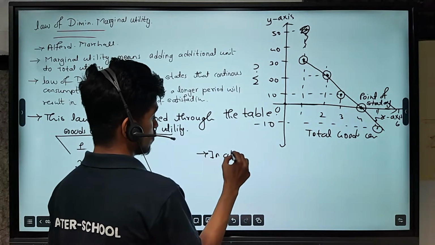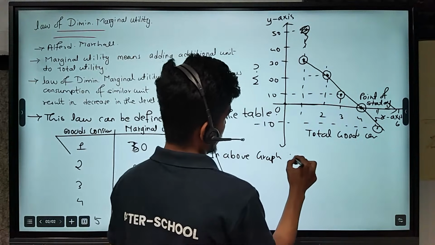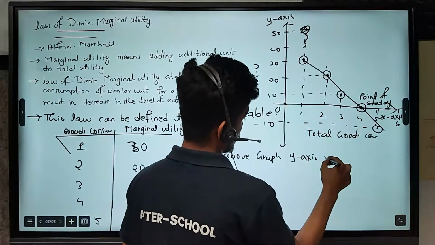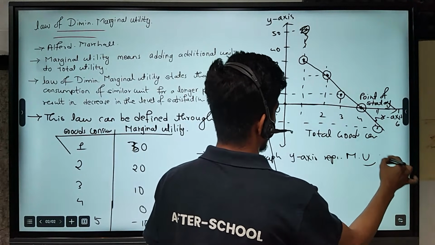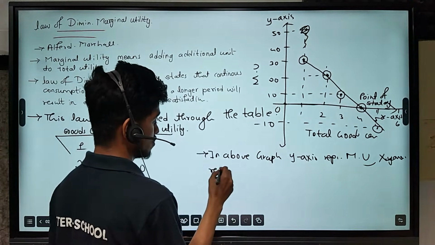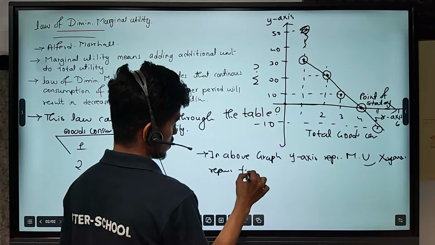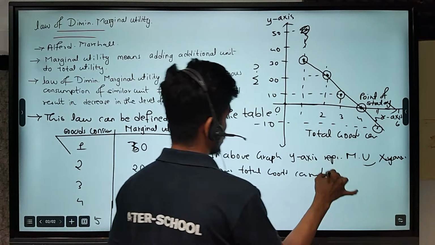In the above graph, the y-axis represents marginal utility, the x-axis represents total goods consumed. That is the first point of the explanation.